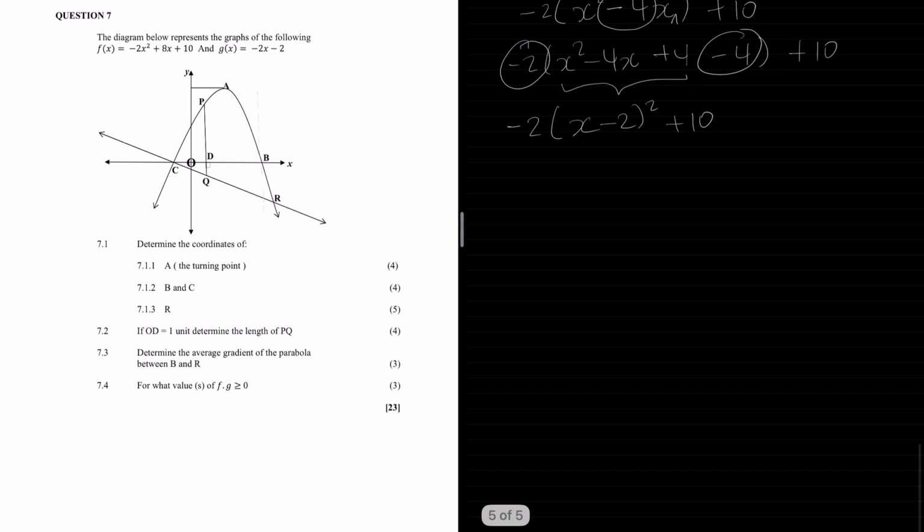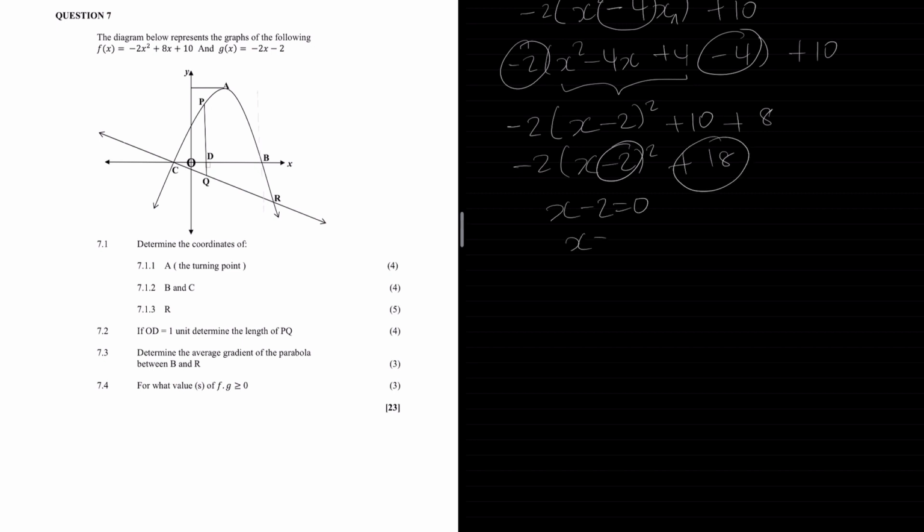Now you'll complete this. So negative 2, and then that can be factorized as x minus 2 all squared. Then you'll have your plus 10. And then this negative 4, you multiply by the negative 2 to take it outside the bracket. So negative 2 times negative 4 is plus 8. And so negative 2 into x minus 2 all squared plus 18. You can get your coordinates from here. So x minus 2 is equal to 0, x is equal to 2, and then y is equal to 18. So the coordinate is 2 and 18. Both methods would work.